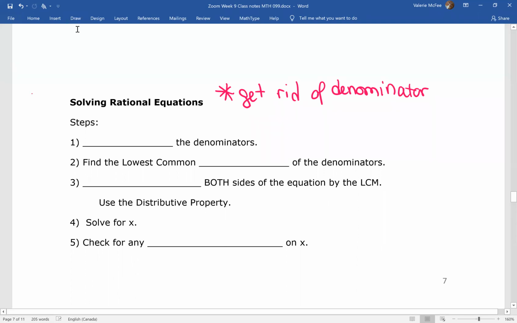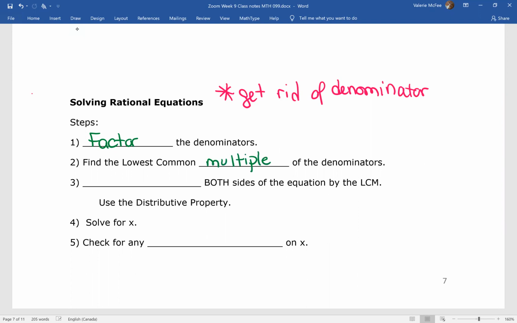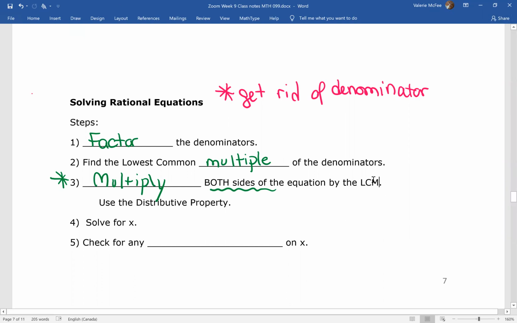So the first step is to factor the denominators and find the lowest common multiple of the denominators. This is the same as adding and subtracting. But now it's going to be a little bit different. Now we're going to multiply both sides of the equation by the lowest common multiple, not by the missing factors. We're multiplying by the lowest common multiple. When we do this, it's going to get rid of the denominator. So this is the step that gets rid of the fractions for us.